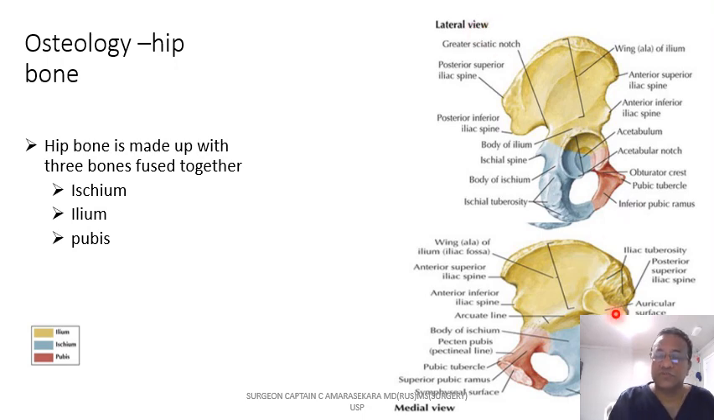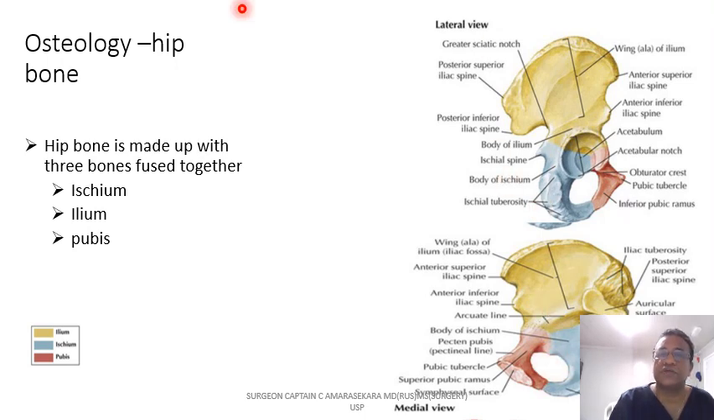So now we come to the medial view. This is your medial view. Here you can appreciate your obturator foramen. This is a large opening where most of the neurovascular structures pass through to the lower limb. So this is your obturator foramen.